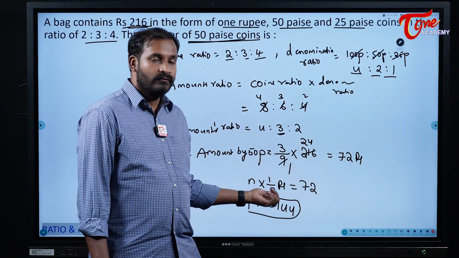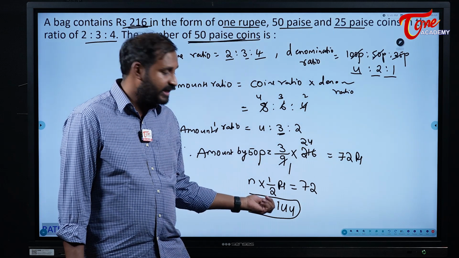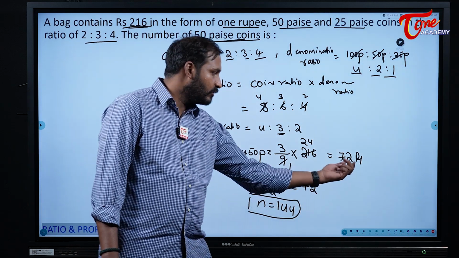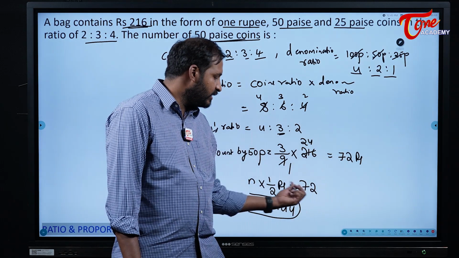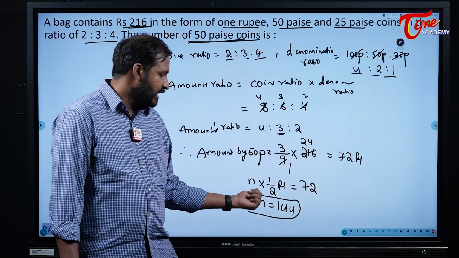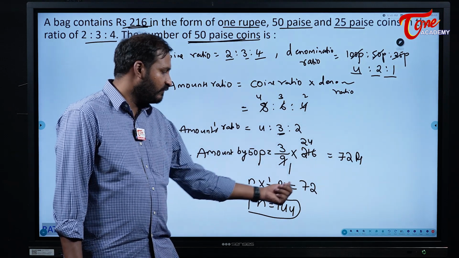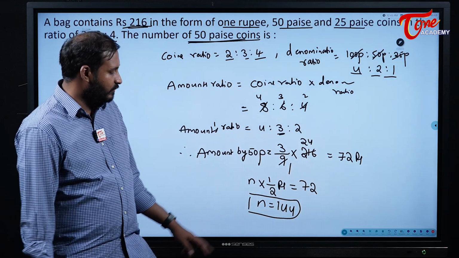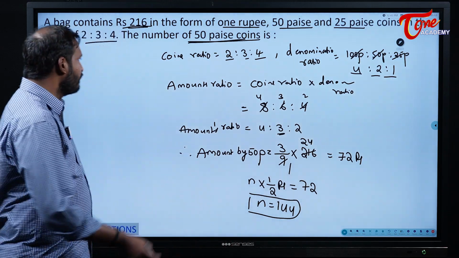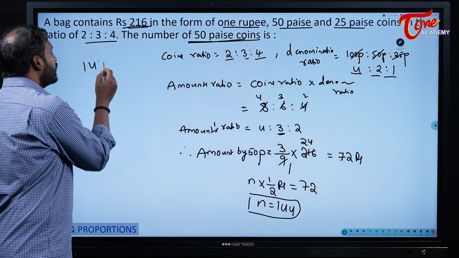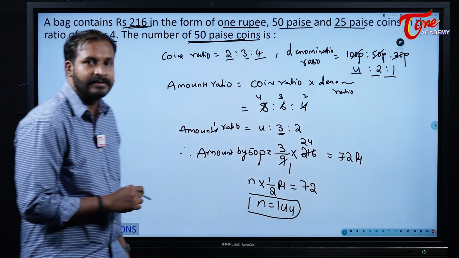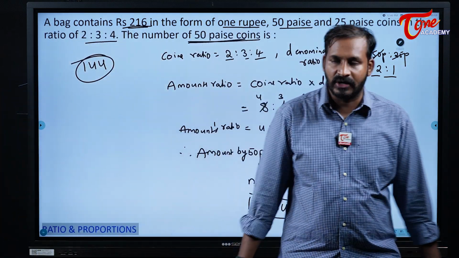I will assume that I have some n 50 paise coins, so n into 1 by 2 rupees. 50 paise I am writing in rupees. Why? Because I have the amount in rupees, right? So that is the reason I have written this 50 paise also in rupees. n into 1 by 2 is equal to 72 rupees. So n value I will get here is 144. That means I have 144 50 paise coins with me.